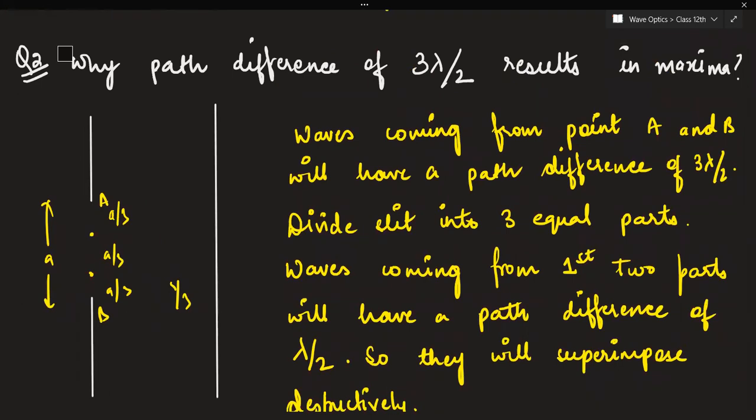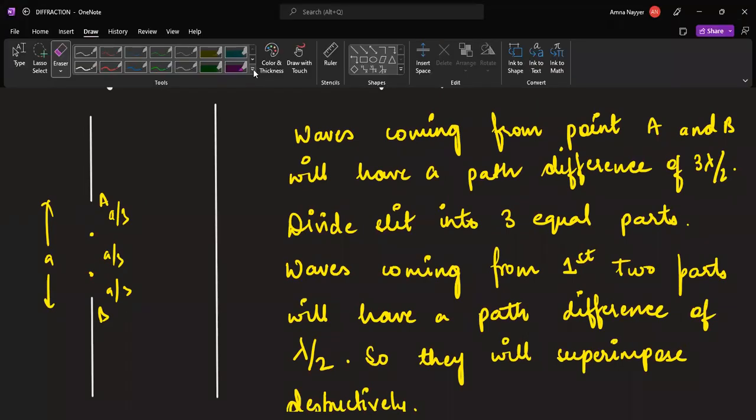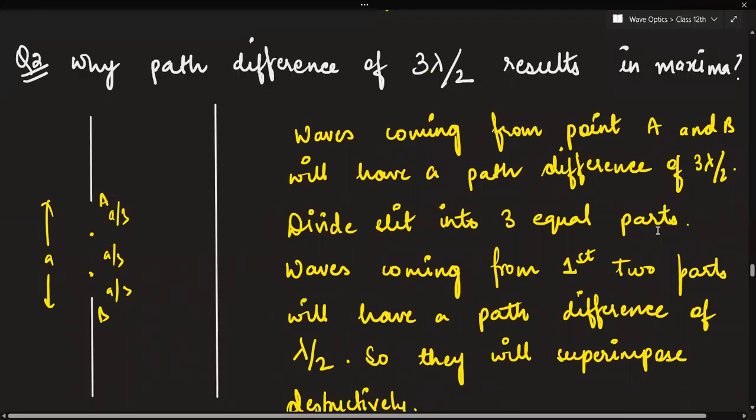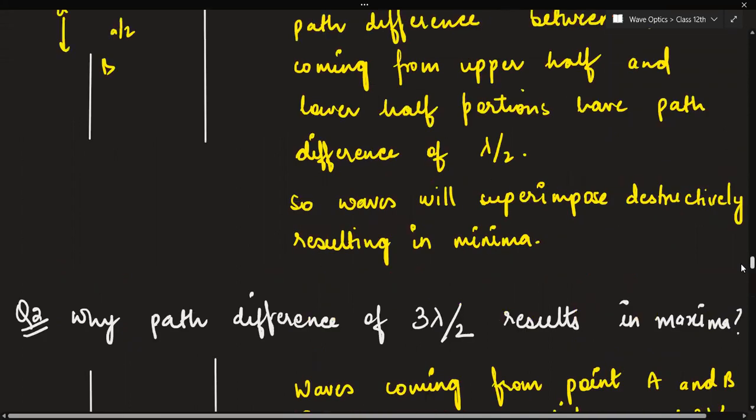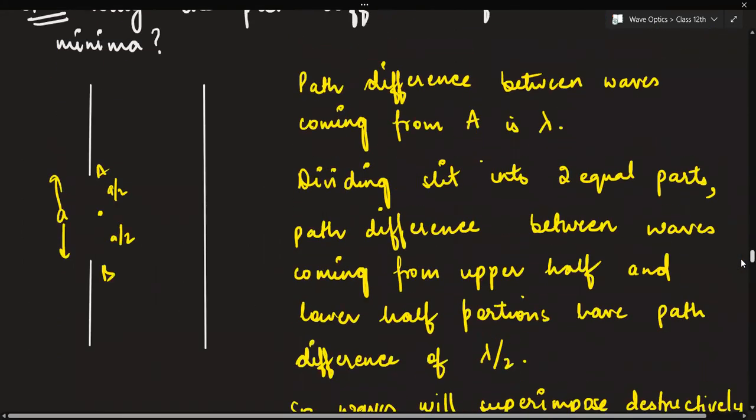I'm repeating again. When we divided the slit into 2 parts, I have written things behind also. I'll give you time to note it down. From the two parts, upper half and lower half, they have a path difference of lambda by 2. Now see what will happen. They will superimpose destructively, because one is from the upper half and the other from the lower half. Same thing occurs if you have two divisions, but as soon as you get a third division, that gives you one more extra part that results in maximum.